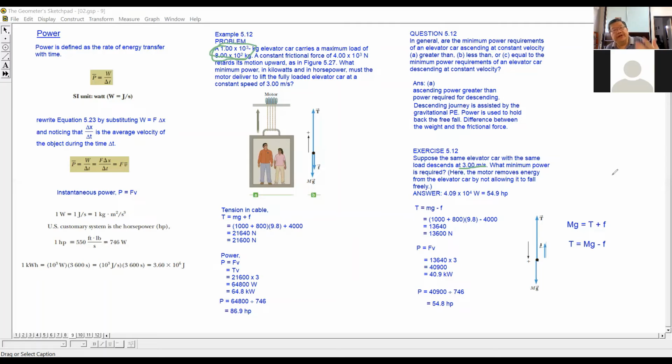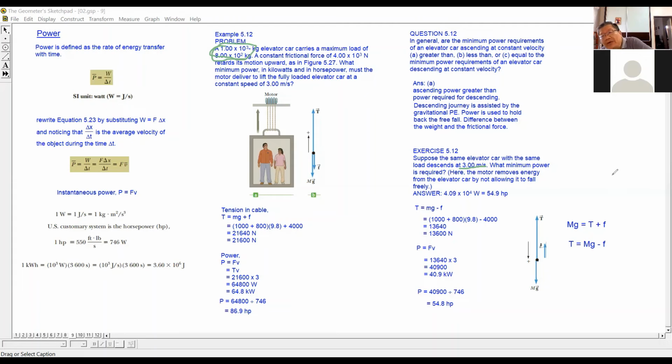Now the reason is if you switch off the power and allow the elevator to go down, it will fall freely and you will achieve a very high speed. By the time it reaches the ground, you cannot control it. You cannot slow it down. So it will crash and everything will shatter into pieces. So that's why the cable is needed. The cable is needed to hold back the elevator, to prevent it from falling down freely.